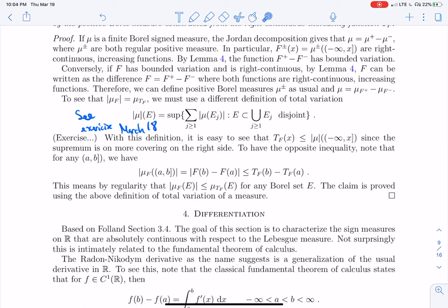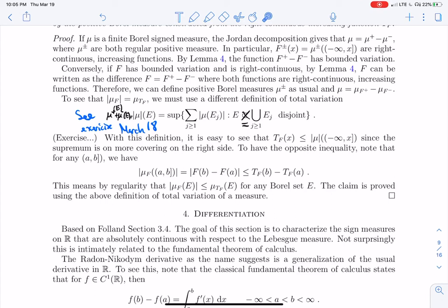So I did this exercise in the examples of March 18. The total variation of a measure mu we wrote as mu plus plus mu minus of E. But another way to write this is the supremum over all the E_j, the disjoint partitions of E, of the sum of the absolute values of the measure of E_j. Actually here there should be an equality. So that's an exercise with the supremum, and if you have that, this is kind of obvious.